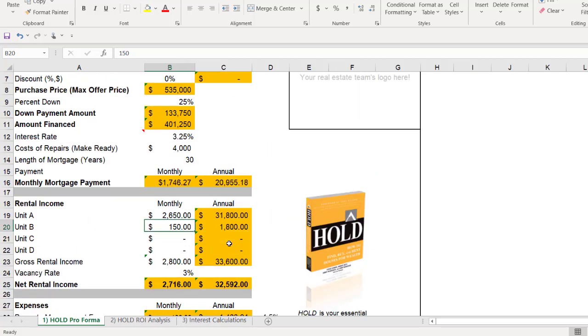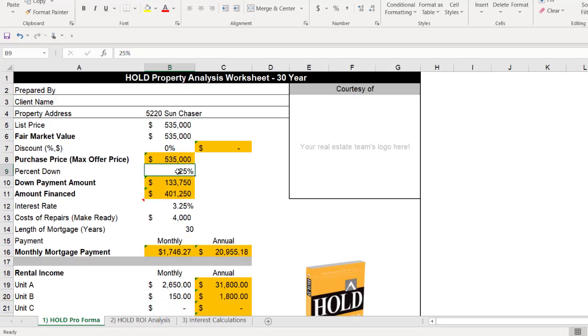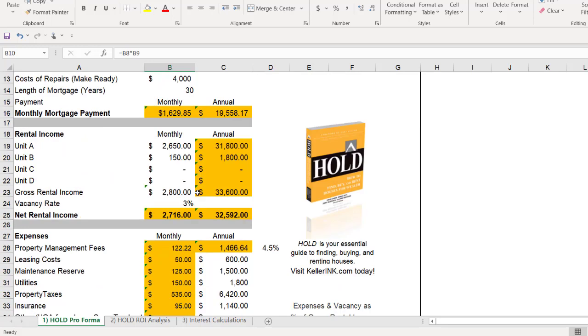So let's go back up and let's see what happens if we put 30% down. That's $160,000.